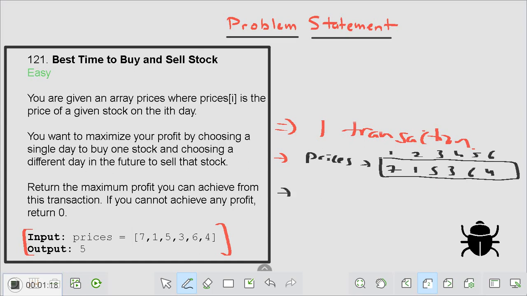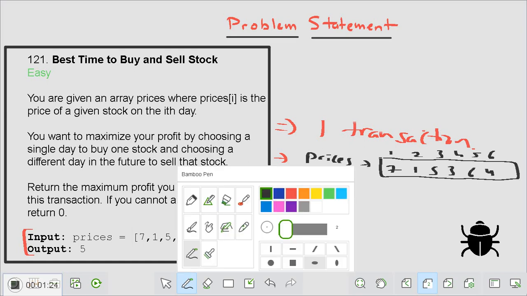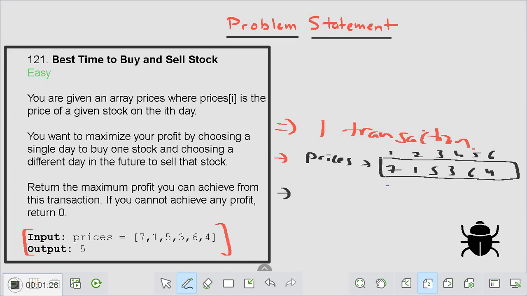Now what is the profit that I can have? I can have multiple transactions, so I will write the possible transactions. I can buy at this point and sell at this point, so I'm getting a profit of 4. Now I can even do transactions which are giving me loss, but I'm only going to include those transactions which are giving me profit, like this one and this three. I'm getting a profit of 2.